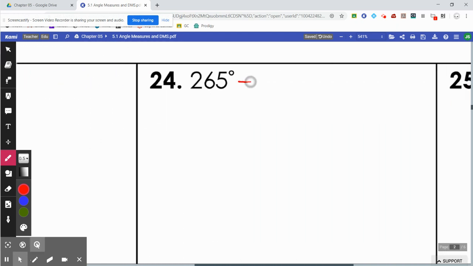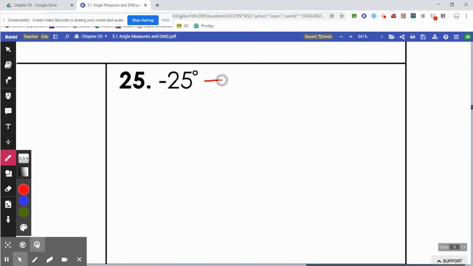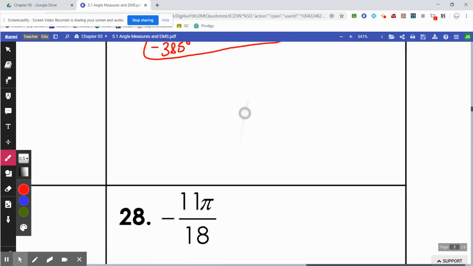Take 265, add 360, gives you 625 degrees. Subtract 360, gives you a negative 95 degrees. There's a negative and a positive coterminal angle. Number 25, take negative 25, add a rotation. So add 360 gives you 335. Take that same angle, subtract 360 gives you negative 385. You could actually graph all three of those angles, and again, they would have the same terminal side.